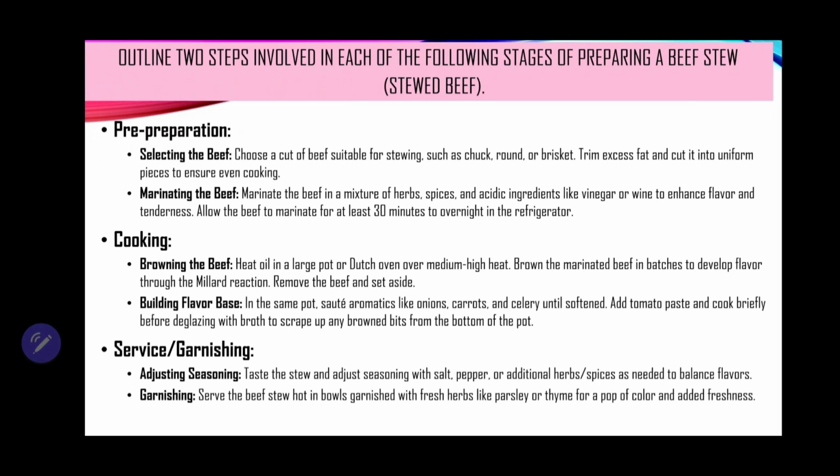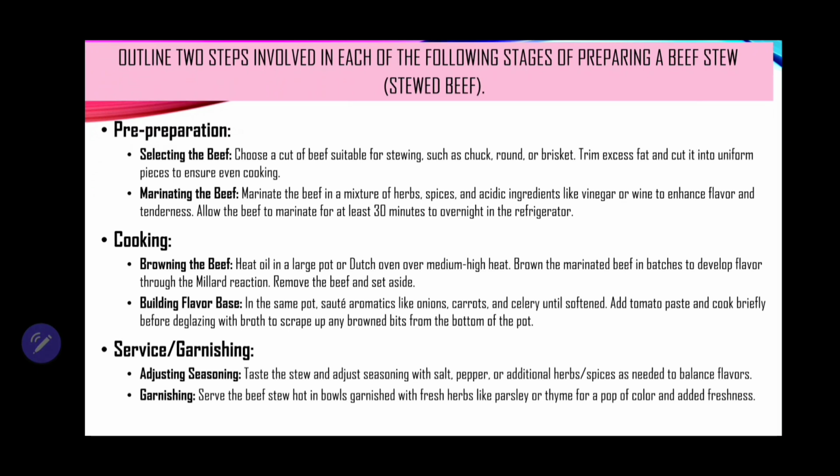Now, as it relates to cooking, 2 stages could include, so the first stage, browning the beef, right? So you heat oil in a large pot or Dutch oven over medium-high heat. Brown the marinated beef in batches to develop flavor through the Maillard reaction, and we remove the beef and set aside. So that's one stage in the cooking process, right?